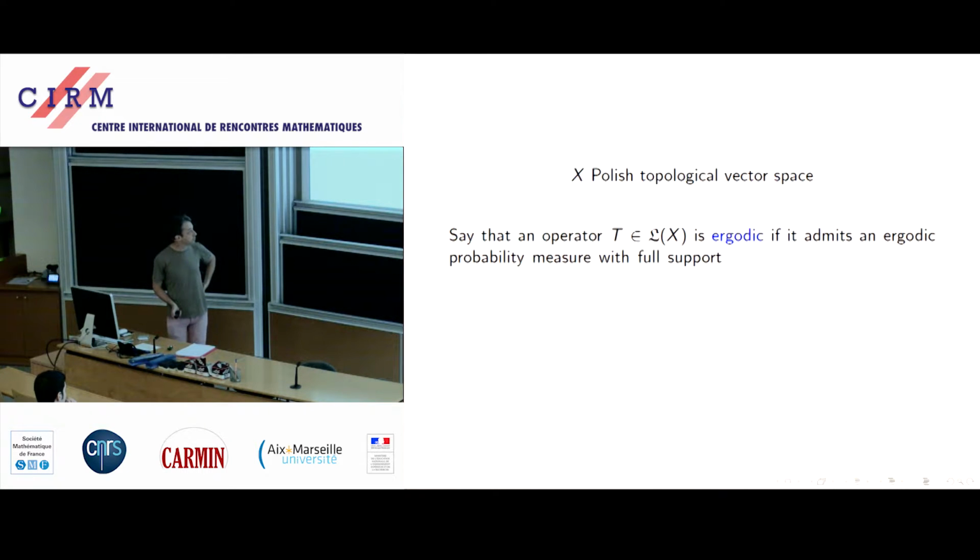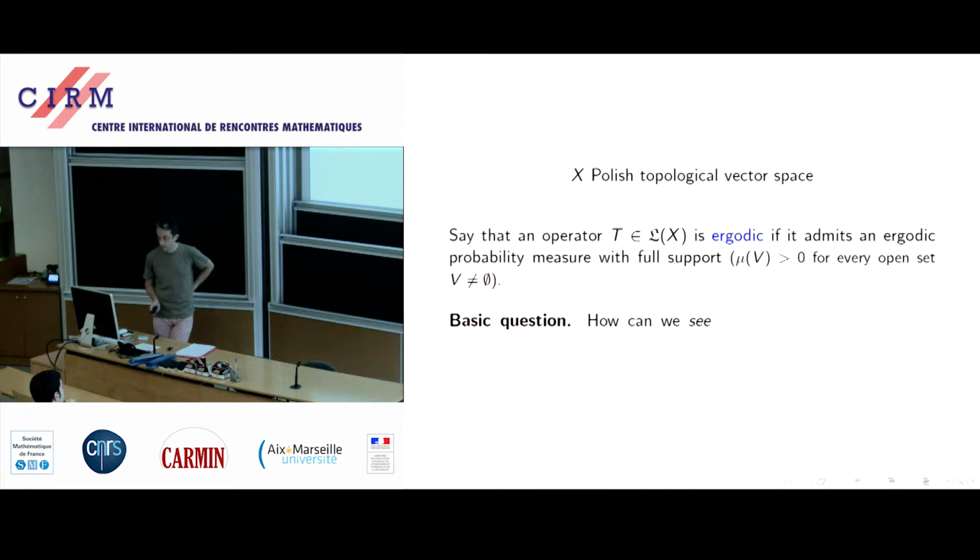Usually, when people think of an operator and they say ergodic, I believe most people think mean ergodic, so this is not at all the same thing, okay? These operators have dense orbits, so it's not at all the same. Full support means that every open set has non-zero measure. And what I would like to try to explain to you is how you can see that an operator is ergodic or is not ergodic. So this was the introduction.